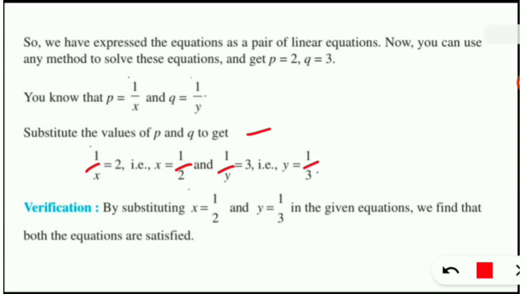Clear? Now check whether the answer is correct or wrong by substituting x equals half and y equals 1 by 3 in the given equation. Okay, we find that both the equations are satisfied. That's why the answer is correct. Okay, clear?